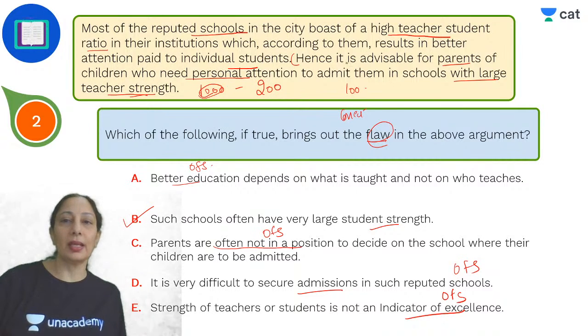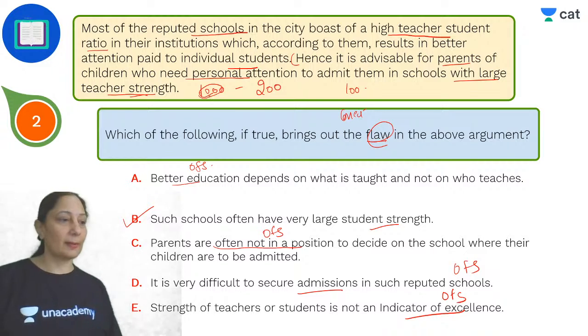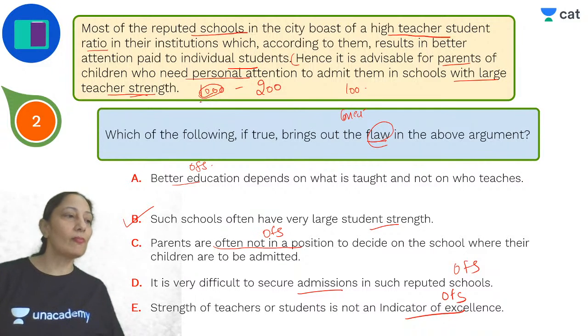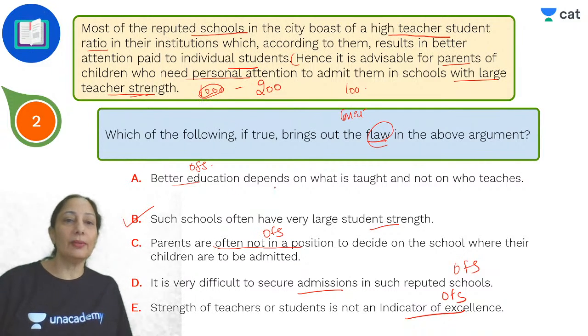If he had said, please admit your children in a school where the ratio of the teachers and students is good or healthy, then it will make sense. But here he is in the conclusion saying, go and look for a school which has large teacher strength. He's not telling you what is the ratio of teachers versus students. Are you able to understand? Do you understand the flaw?